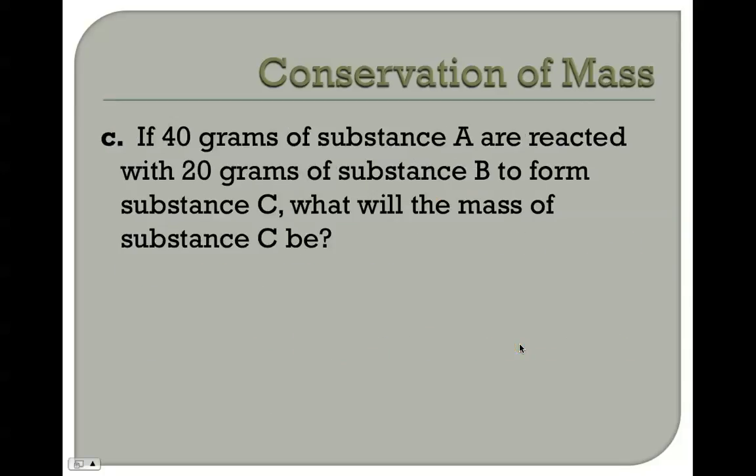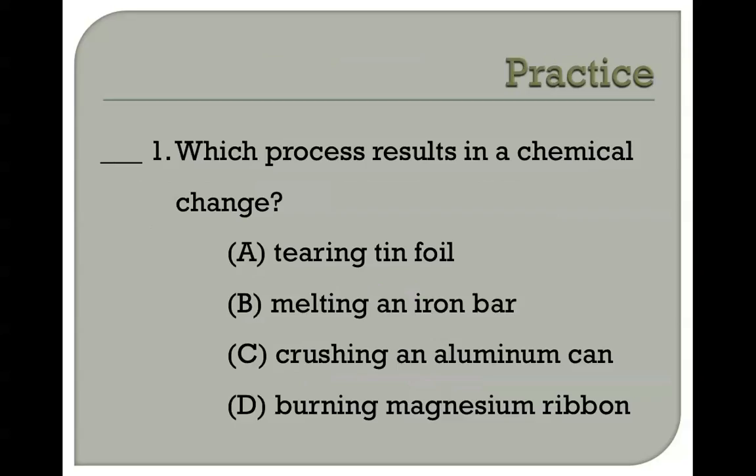Here we have actual amounts, so if 40 grams of substance A are reacted with 20 grams of substance B to form substance C, what will the mass of substance C be? So if we set up a little reaction here, A plus B is going to produce C, and I know I have 40 grams of A and 20 grams of B. Through the conservation of mass, I know that C must be equal to 60 grams.